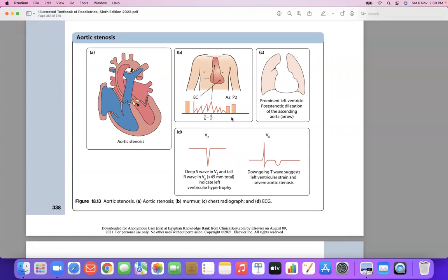So we all know what happens in aortic stenosis. There will be left ventricular hypertrophy. You can see here in the picture, it's very clear. Compared to the right ventricle, you see here there is left ventricular hypertrophy. Okay.